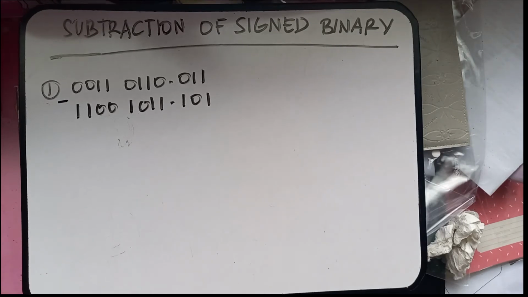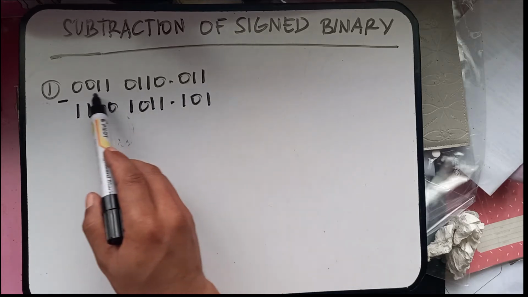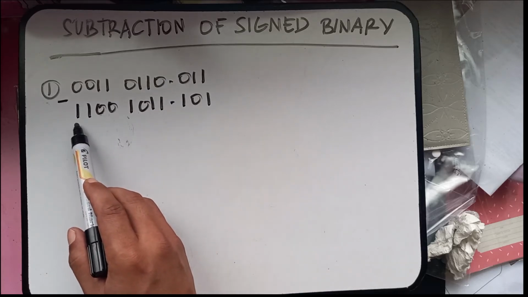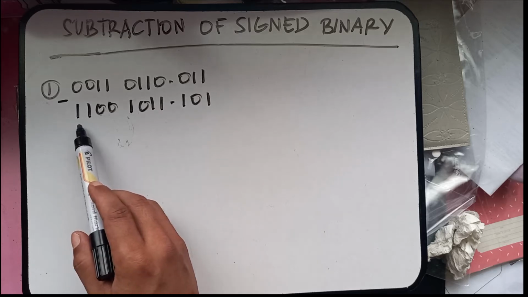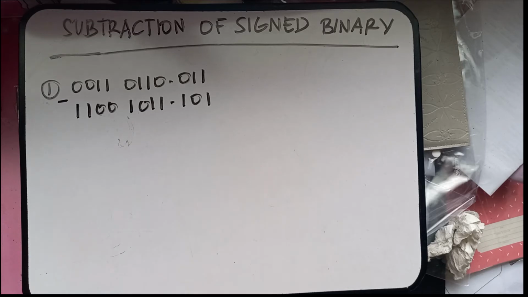If you can still remember, in binary, if the most left side contains 1, then it means that it is a negative binary. So we have 0 here. This means that the first given is a positive binary number. And for the second given, we have negative here for our most left side bit, which we call the sign bit. And this is 1. So it means that this is a negative number.